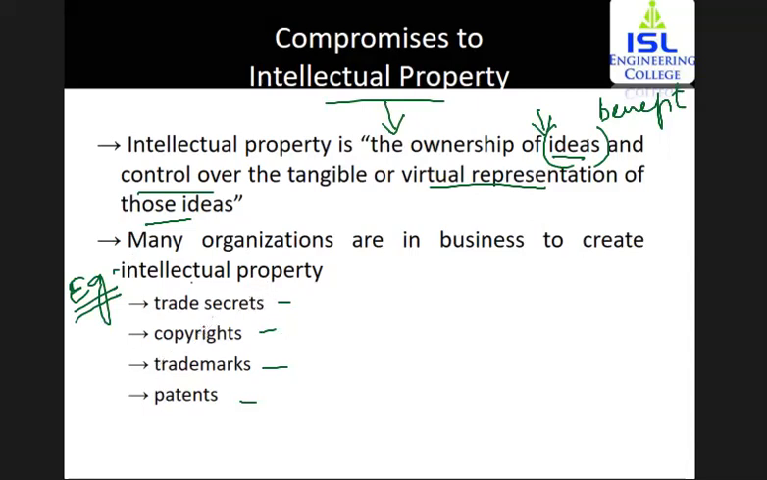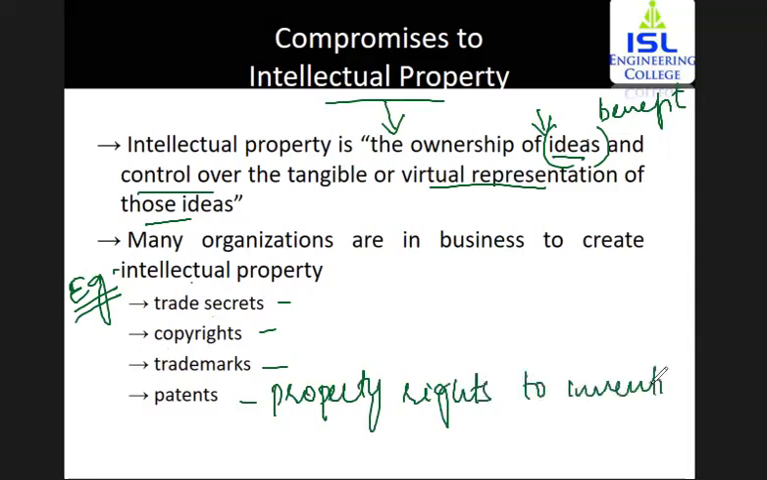What is a patent? A patent is how you give ownership or property rights to an inventor. When you give property rights to an inventor, any benefits that come from this particular patent, they are going to earn from that.